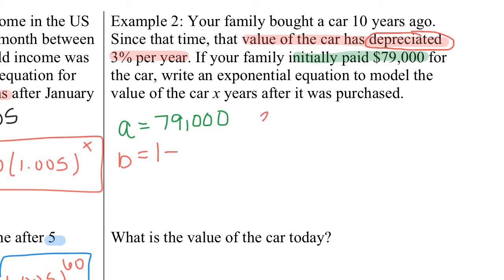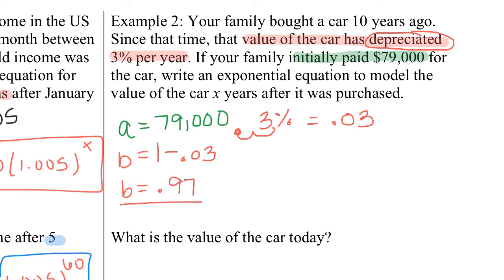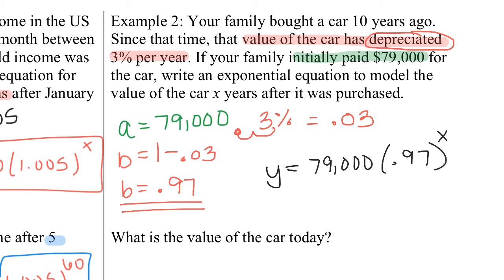Now, 3% needs to be changed to a decimal. So move your decimal place 2 times to the left, and you end up with 0.03. So we need 1 minus 0.03. Well, 1 minus 0.03 is equal to 0.97. So this is the B value we're going to have to use. So when we write our equation, A is the initial, that's $79,000. Then 0.97 is your rate of decrease, and then to the X power.